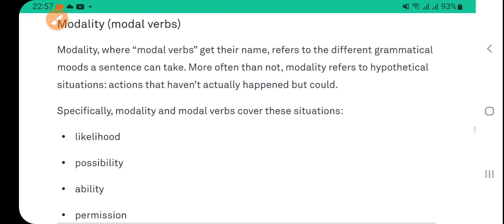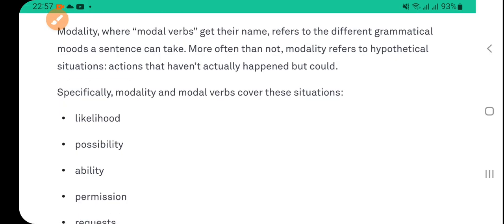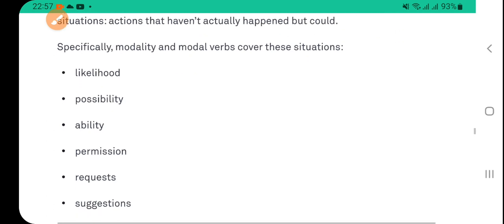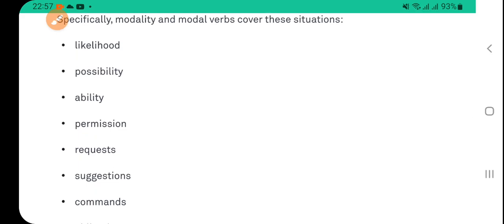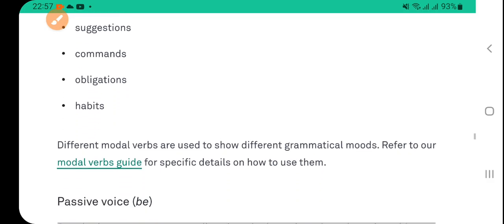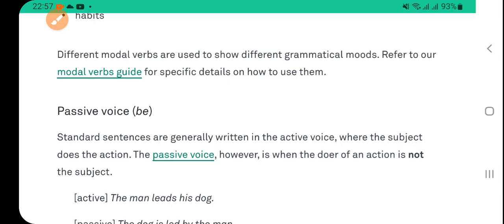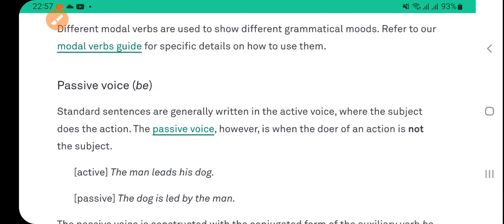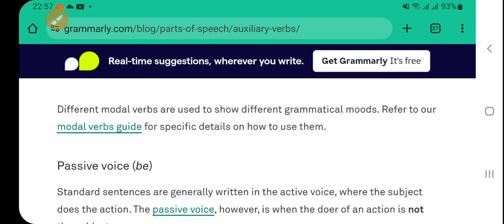Then modality, where modal verbs get their name, refers to grammatical moods, which show the mood, okay? For example, modality and modal verbs cover these situations: likelihood, possibility, ability, permission, request, suggestion, commands, obligations, habits. So different modal verbs are used to show grammatical moods. These are the uses of modal verbs, right.